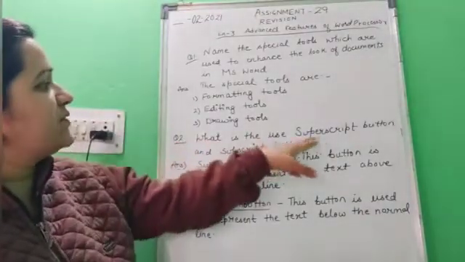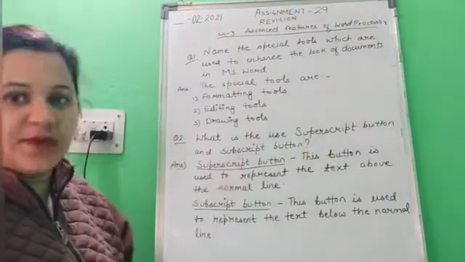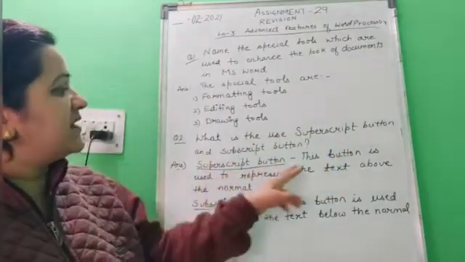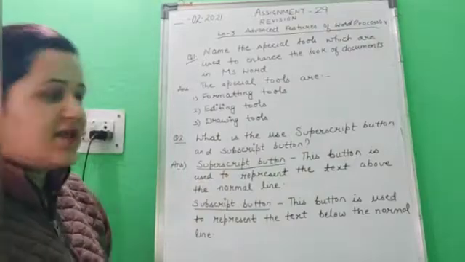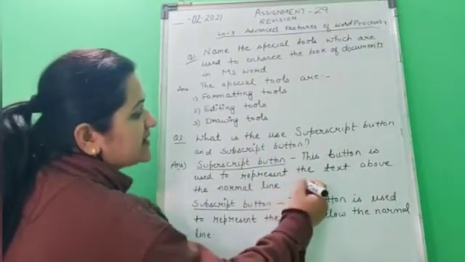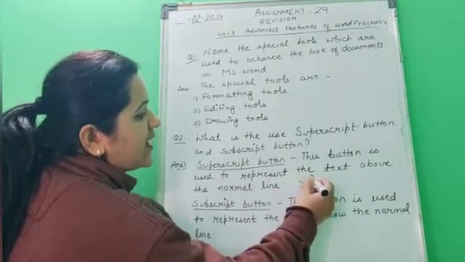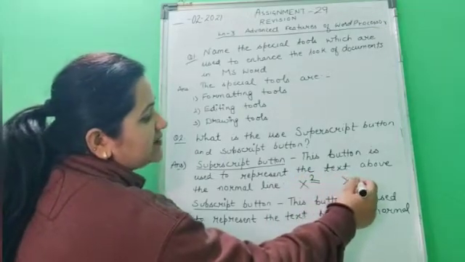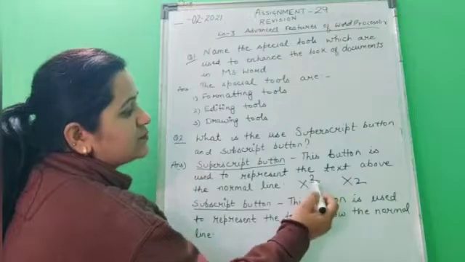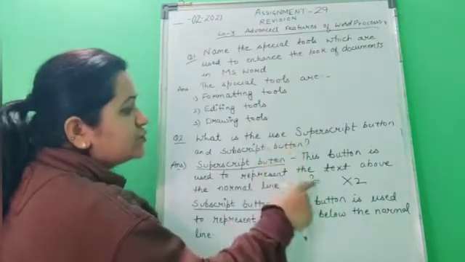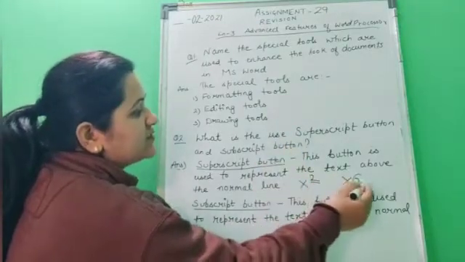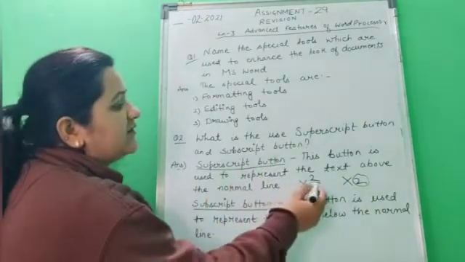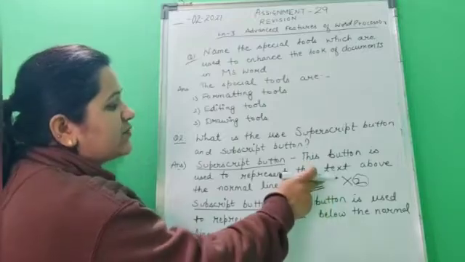Second question, what is the use of the superscript button and the subscript button? The superscript button is used to represent the text above the normal line. Suppose I want to write x square. The square comes above, no? So when you type, it types like that. But if you want to make this slightly above the line, you have to select it and then click on the superscript button. Then it will show you like this, x square.